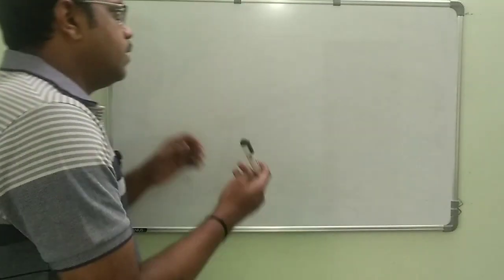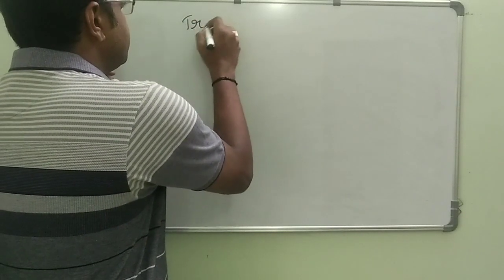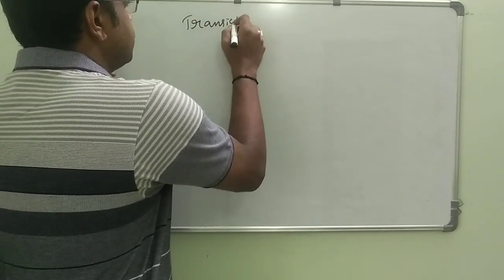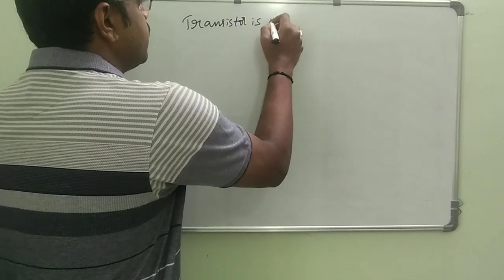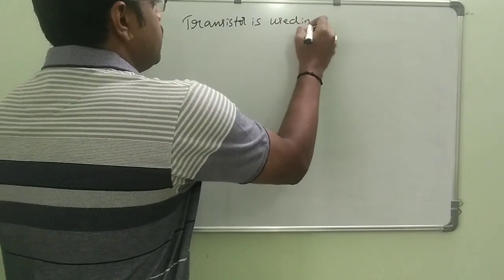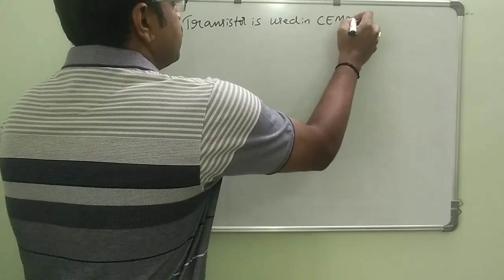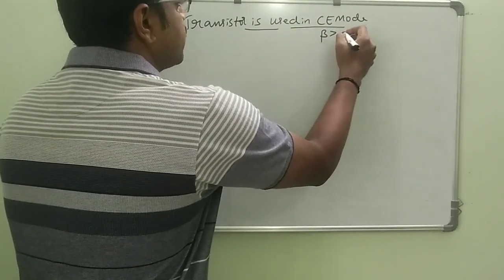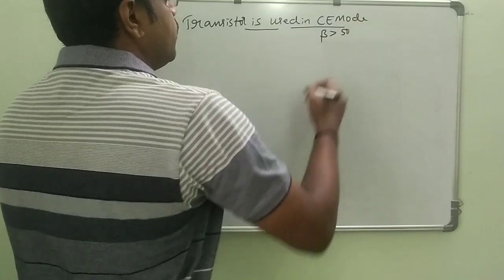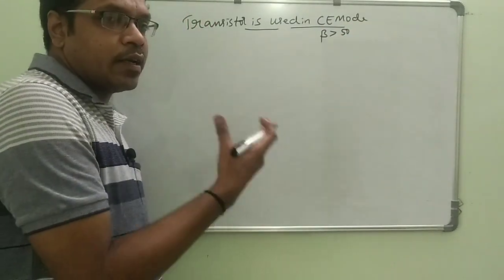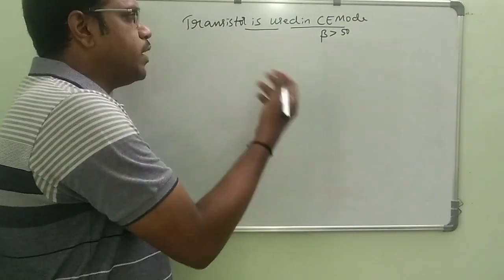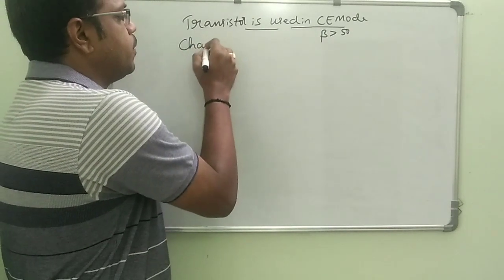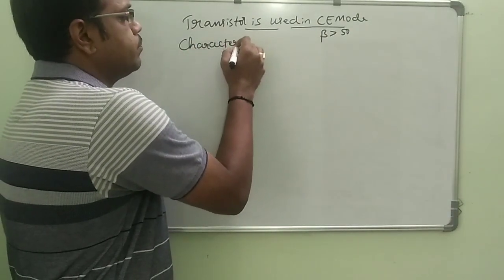Coming to the next topic, the transistor, I already told that one. Transistor is always used in CE mode only, because there the current gain will be more. Beta should always be greater than 50. So why is CE mode important? Some characteristics will be there. We will see that now.